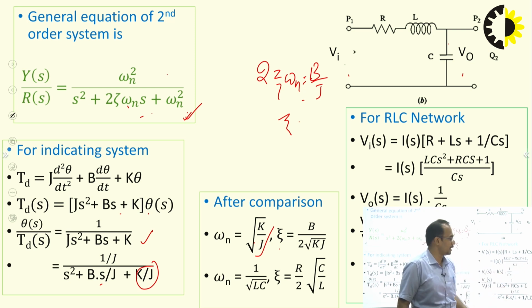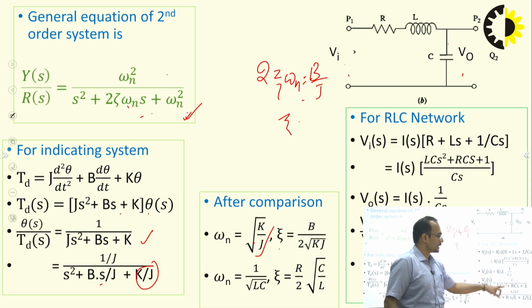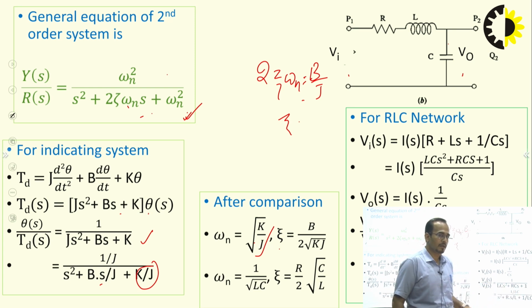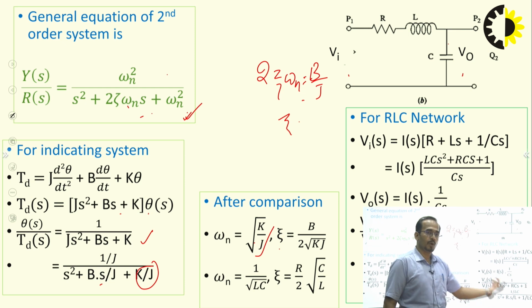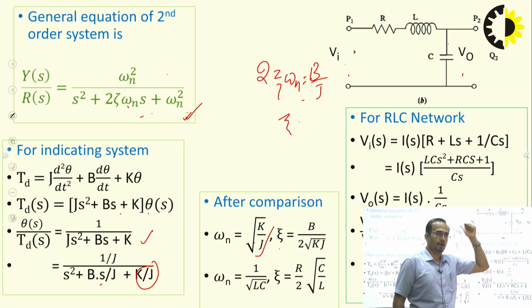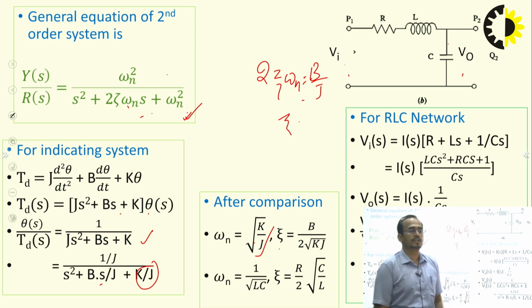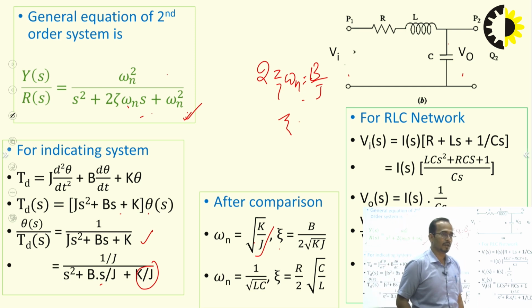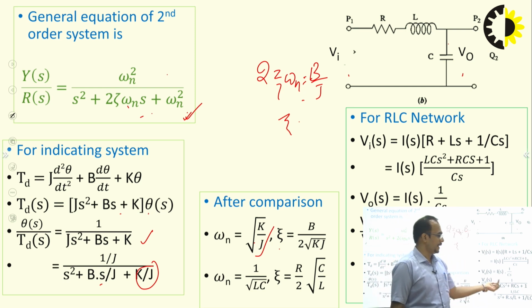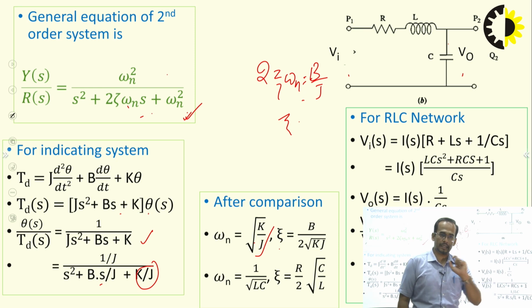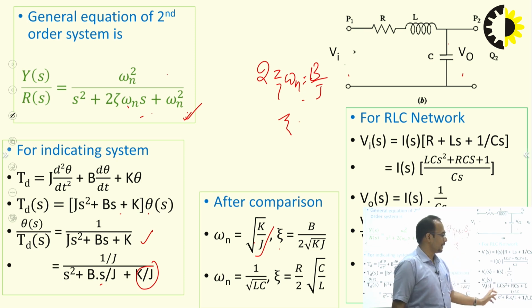This will be cancelled out and you will get 1 by LCS square plus RCS plus 1. So we have to convert this into a standard form, omega n square upon S square plus 2 zeta omega n S plus omega n square. So what will I do? I will make the coefficient of S square unity. So I will take LC common from this.